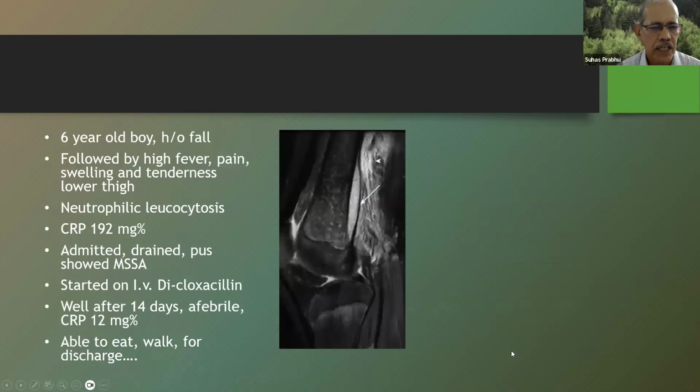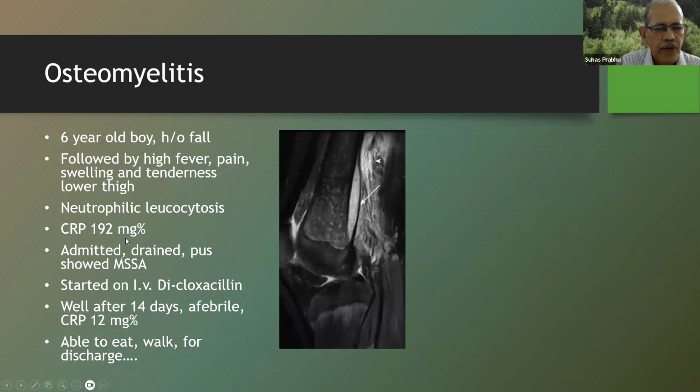Now let's come to the last case, a 6-year-old boy, history of fall, followed by high fever, pain, swelling and tenderness in the lower thigh. He has neutrophilic leukocytosis on the blood and a CRP of 192 milligram percent. We look at the MRI which was done and you can clearly see that there is a collection under the periosteum. What is the diagnosis here? It is osteomyelitis. This patient was admitted, the pus was drained, it showed methicillin sensitive Staph aureus.